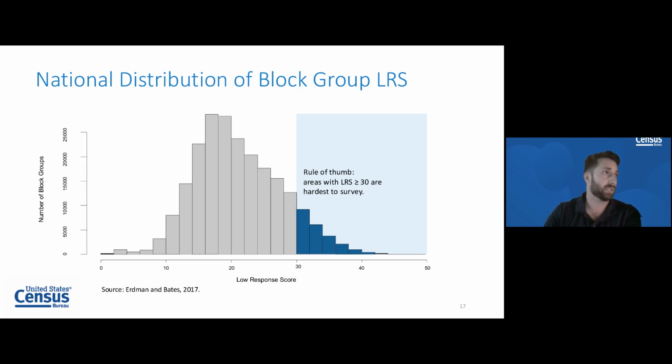This is just a national distribution of the block group LRS. So again, rule of thumb, if the LRS score is above 30, we usually consider those hard to survey areas. So keep that in mind when looking at your local area.